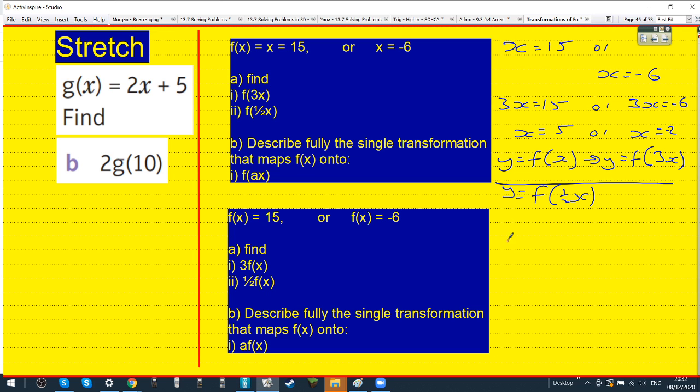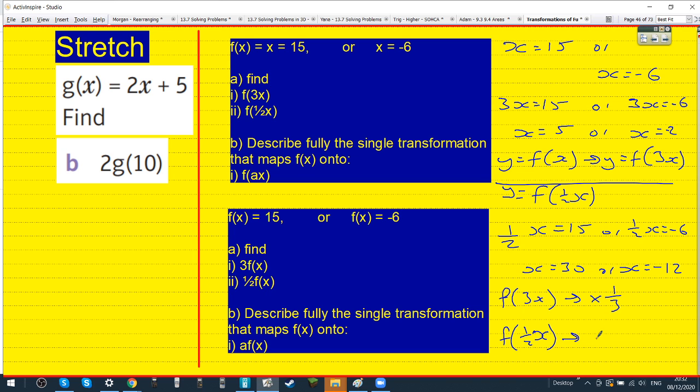It was x equals 15. It's now a half x equals 15. So it'd be 30. And the other one? Minus 12. Describe this one. What did that do? Multiplies your answer by 2. Doubles it. Yes. So f of 3x is times 1 over 3. f of a half x is all the x's times 2, 2 over 1. And so it's always the reciprocal for the x's.